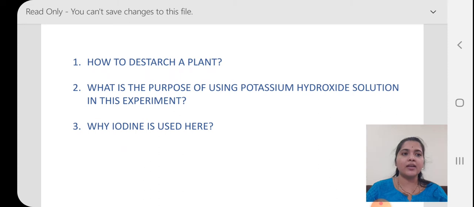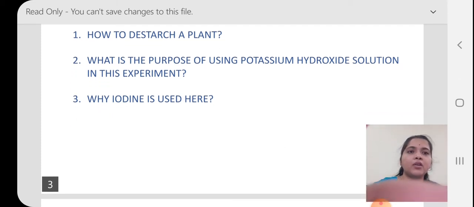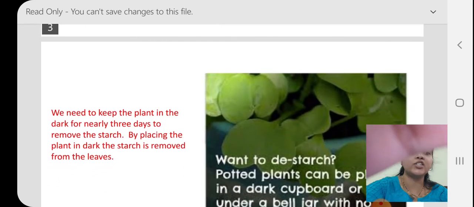So before starting the lab activity, before the explanation, I wanted to clear all your queries. How to destarch a plant? What is the purpose of using potassium hydroxide solution in this experiment? Why is iodine used here? If you know these three answers, then it will be very easy for you to understand the experiment. Let's go with the first question. How to destarch a plant?